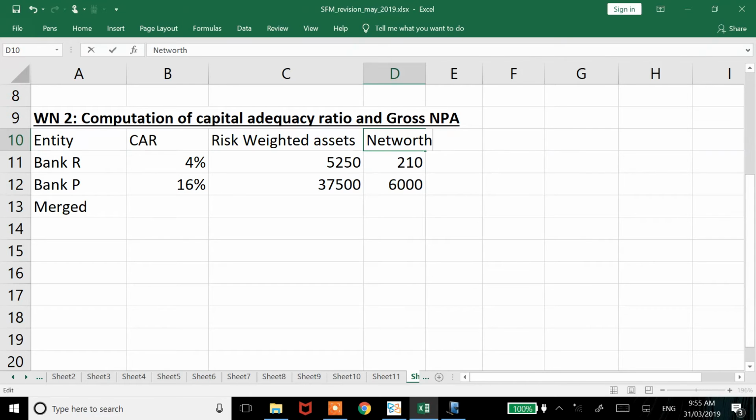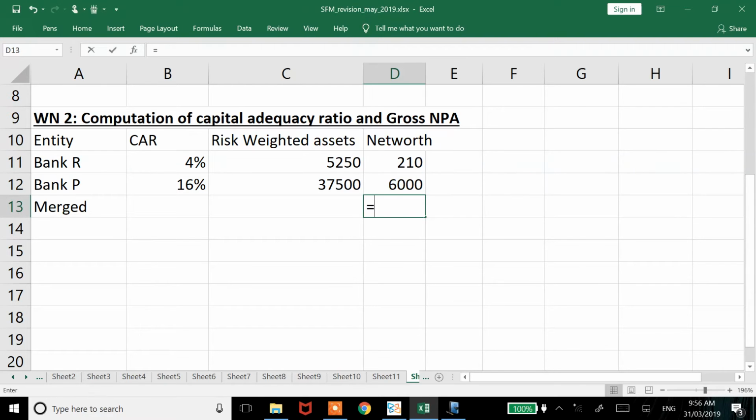Net worth divided by risk weighted assets is capital adequacy ratio. If you do a reverse working, capital adequacy ratio into risk weighted assets is technically net worth. So I'm just using the same formula in a different way. Net worth divided by capital adequacy ratio is the risk weighted assets. You can call it in multiple ways.